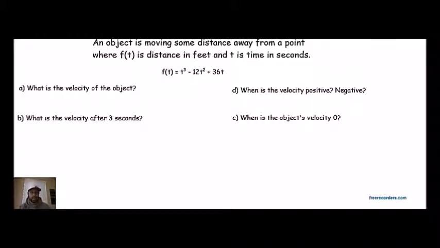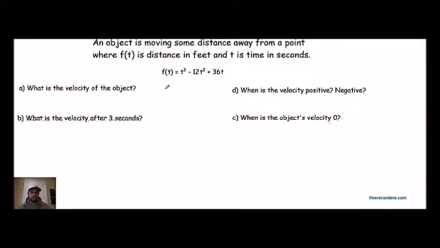So we're going to take a look at an object that's moving some distance away from a point. We're going to call this some function of t, where f of t will represent distance in feet, and t will be time in seconds. So we're going to take a look at our function here. We're going to say that f of t equals t cubed minus 12t squared plus 36t.